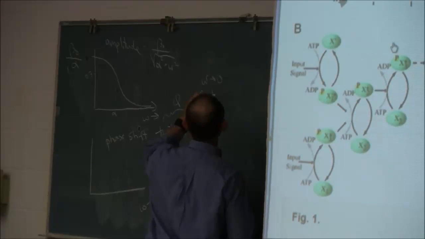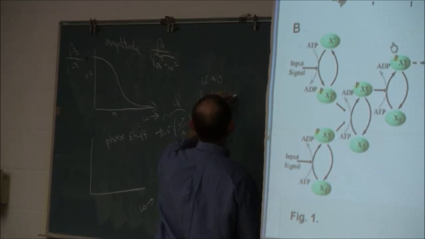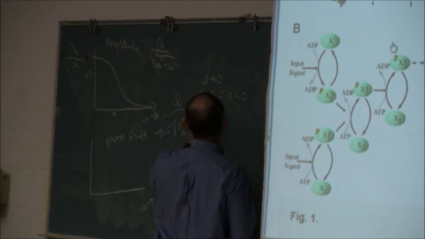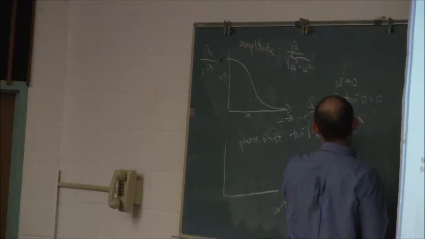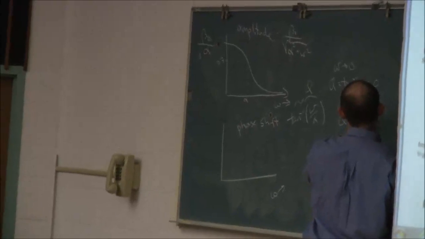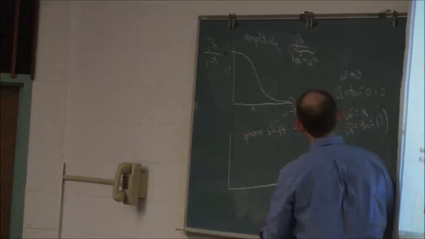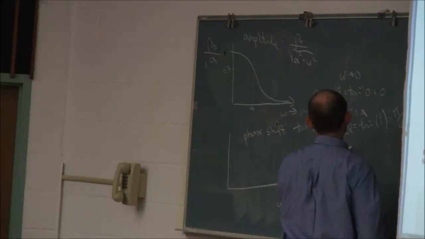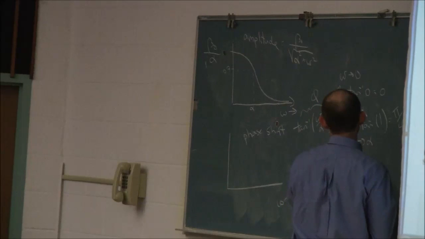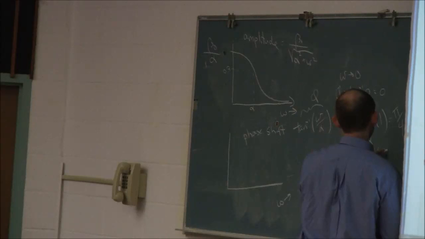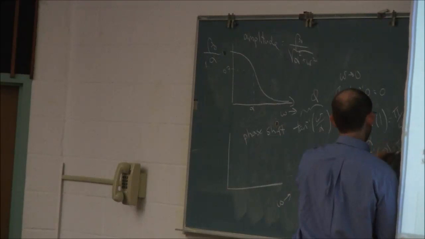Phi is equal to the inverse tangent of 0, which is 0. For omega equals alpha, phi is going to equal the inverse tangent of 1, which is pi over 4. And for omega much bigger than alpha, phi is equal to the inverse tangent of infinity, which is pi over 2.